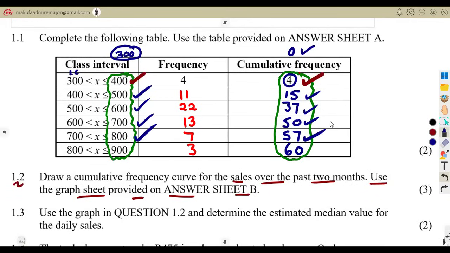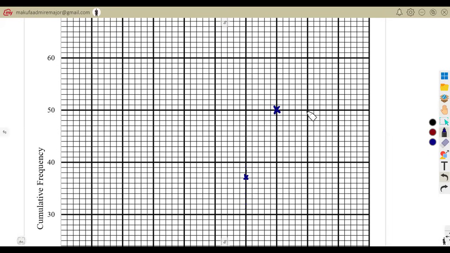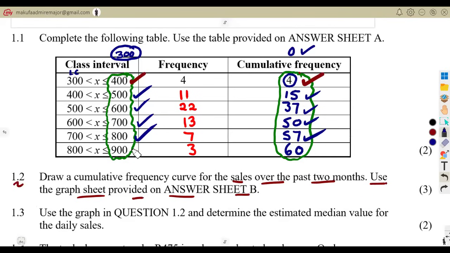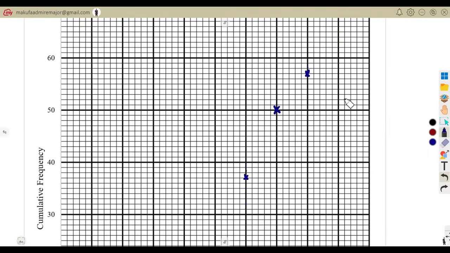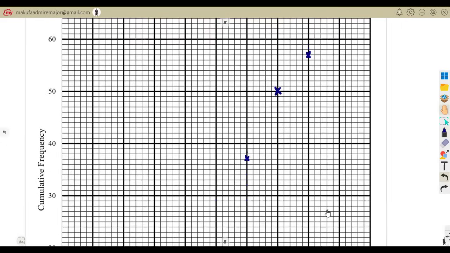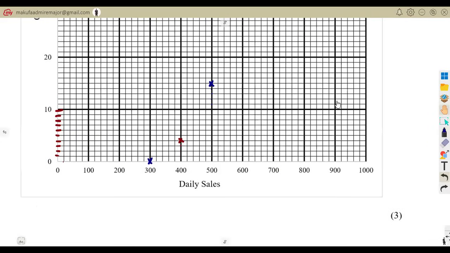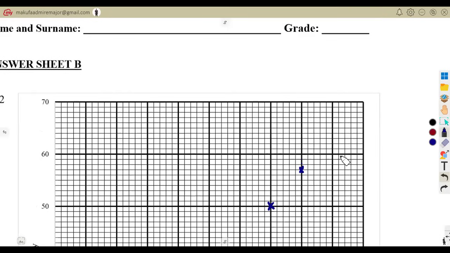800 versus 57. Remember, this is 850. Remember, this is 50. So for 57, we just need 7 boxes going up. So it was going to be 60, 59, 58, 57 here. So this is where we are going to have it. And another one, 900 versus 60. So 900 is this one, this one is for 900. So 900 going up to 60. This is where we have our 60 there.